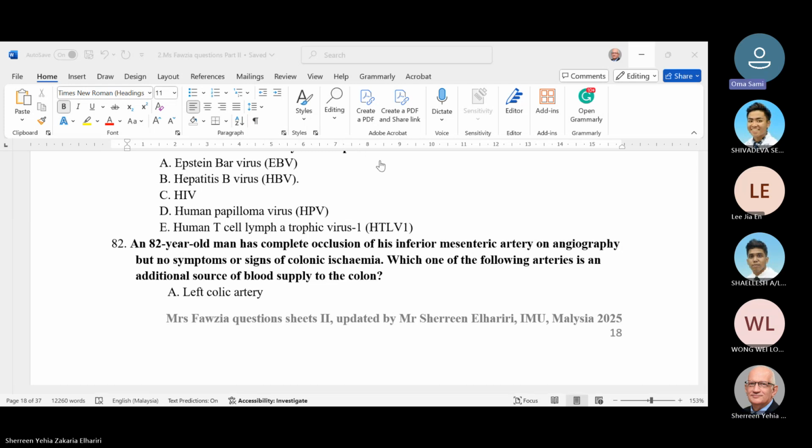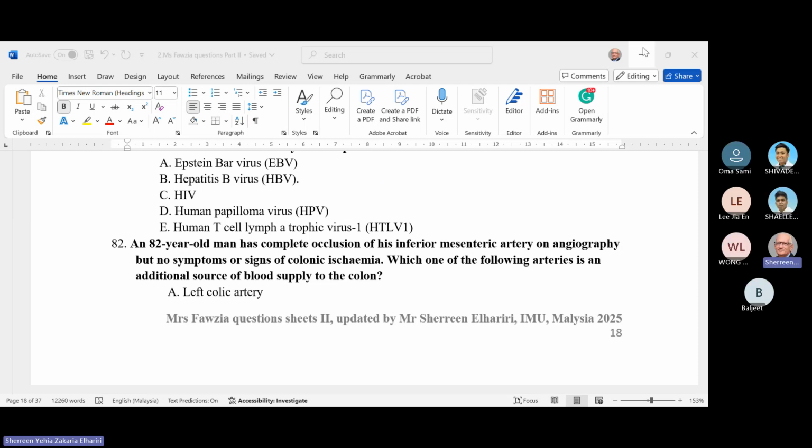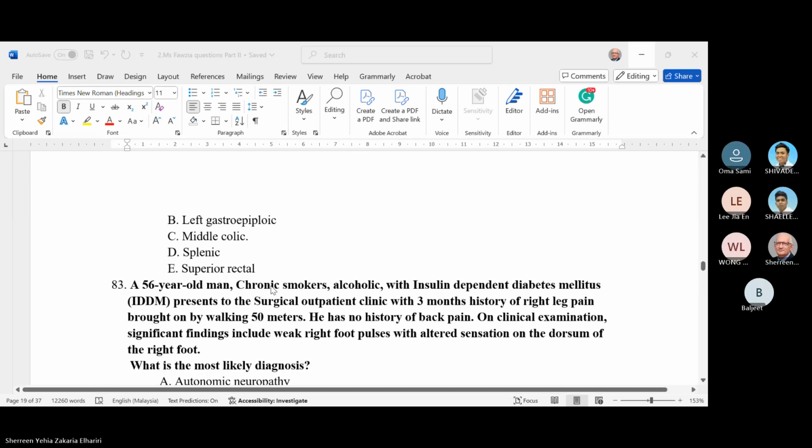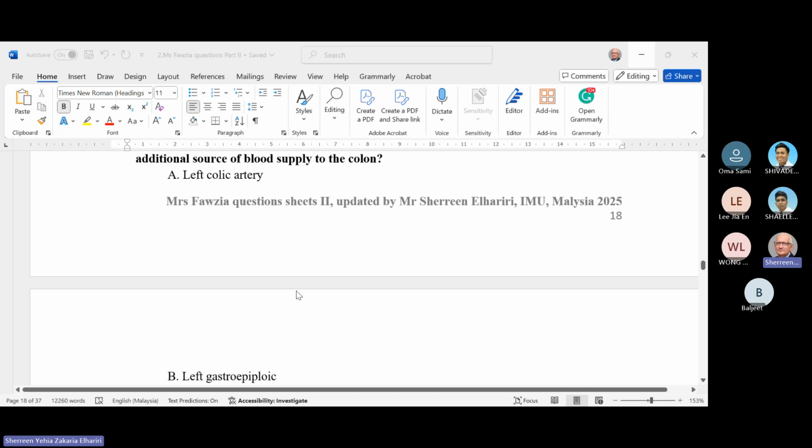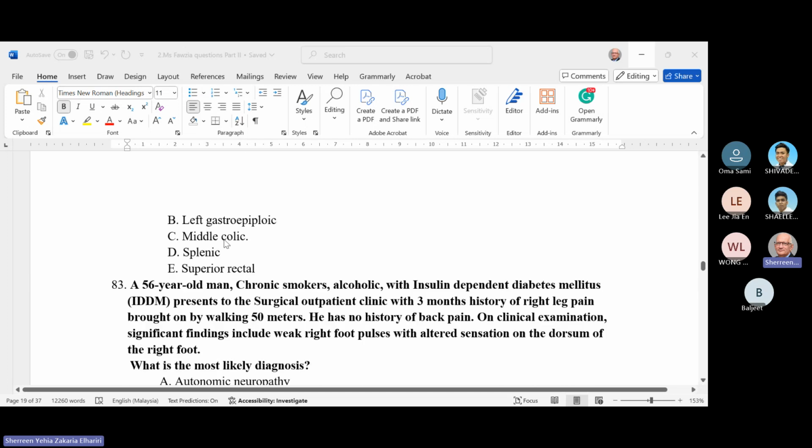Anyone? Left colic artery. Say again. Left colic artery. You mean it is not the left colic, it is the left branch of the middle colic. If you remember the anatomy, we have right colic and middle colic from the superior mesenteric. The middle colic has a right branch and a left branch. So the answer is middle colic. The left colic is from the inferior mesenteric, which is already occluded. It's very common. I think in the answer sheet, I put a picture for that.